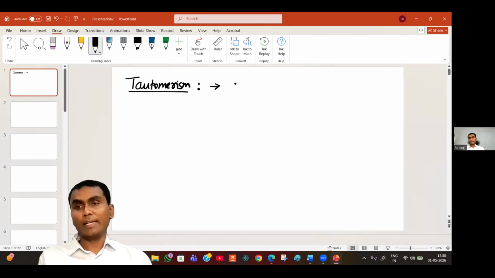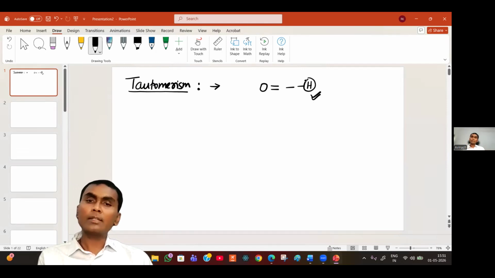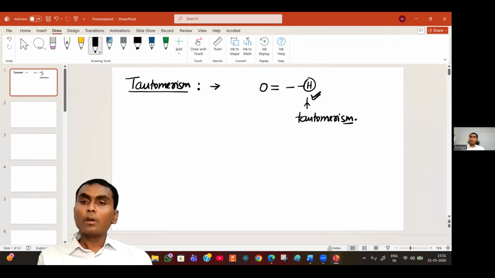is identified. Here we will see O double bond, single bond, hydrogen. If hydrogen is placed at this position, O double bond single bond hydrogen, then this hydrogen is called tautomerizable hydrogen. We know that place is important. The place where hydrogen is present here is called tautomerizable hydrogen.